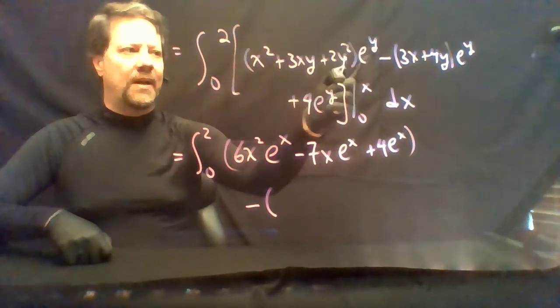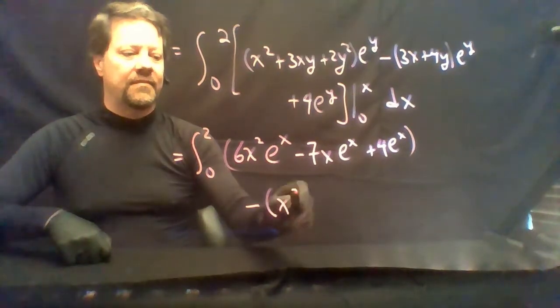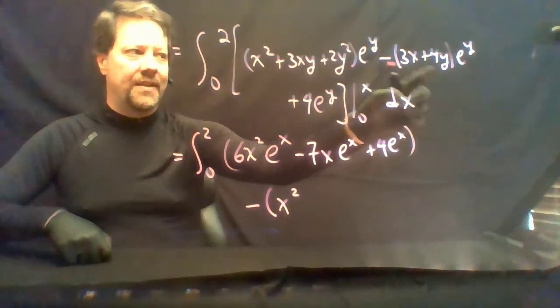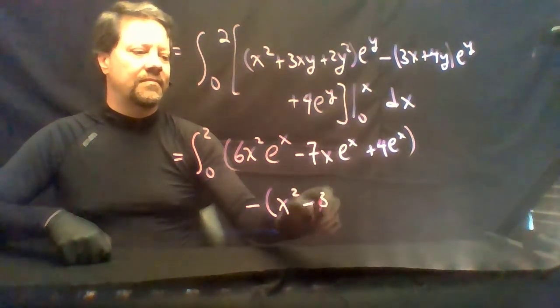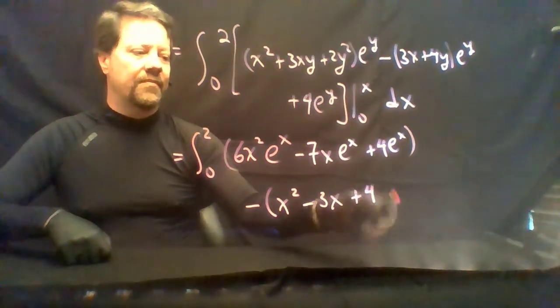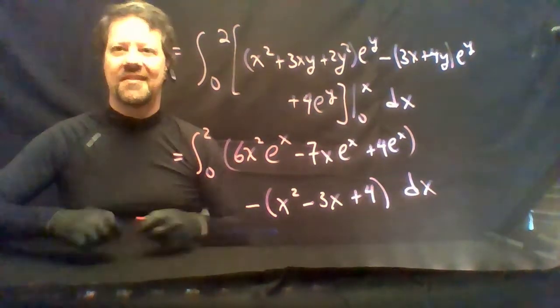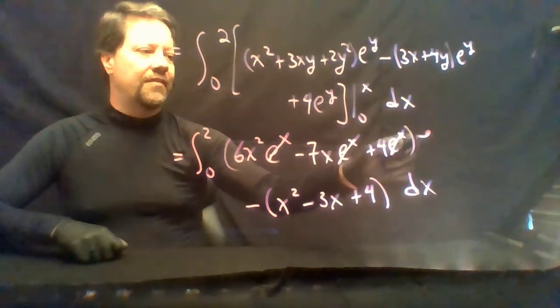Plugging in 0 for y, e to the 0 is 1 times x squared. E to the 0 is 1. Y is 0, so we get minus 3x. And plugging in 0, it's plus 4. All times dx. We can factor the e to the x out on the first grouping.